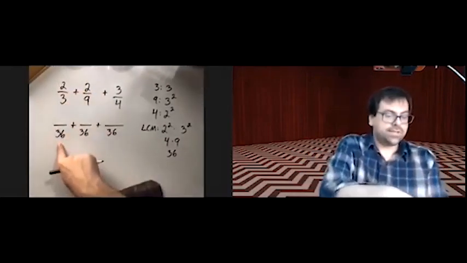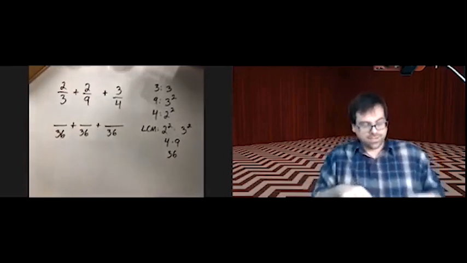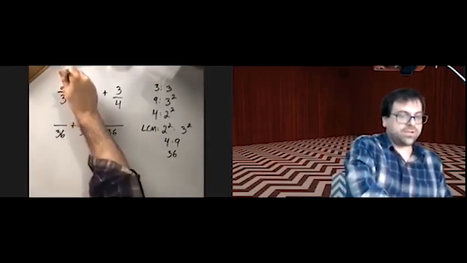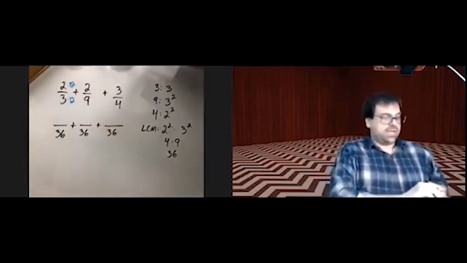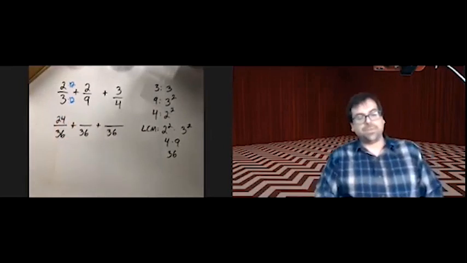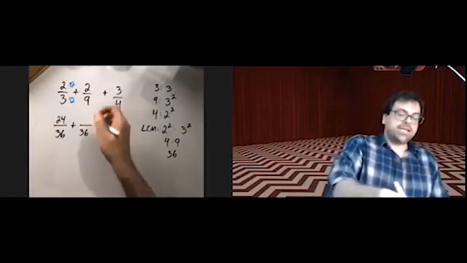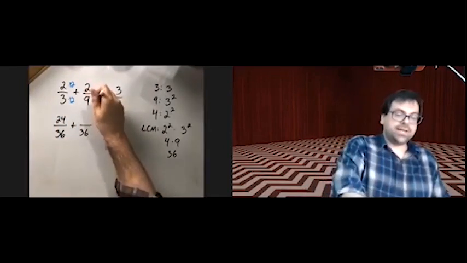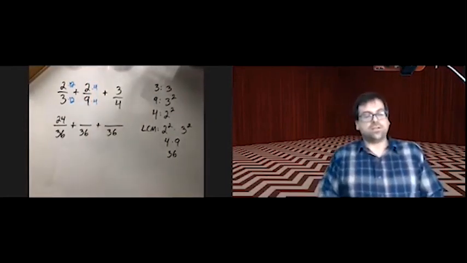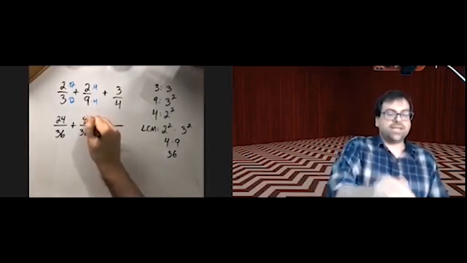3 times what is 36? Well, that's 3 times 12. So we do times 12 on the top as well. 2 times 12 is 24. 9 times what is 36? That's times 4. So we have to do times 4 on the top as well. 2 times 4 is 8.